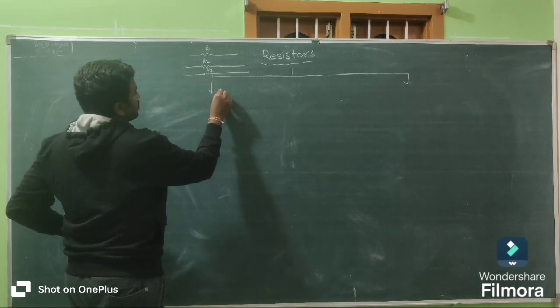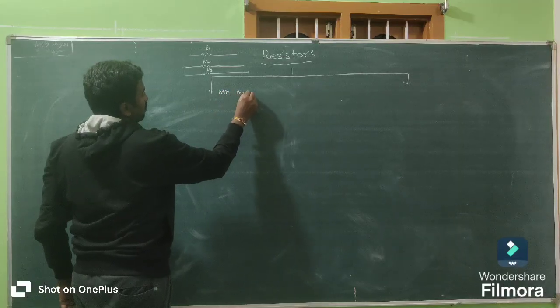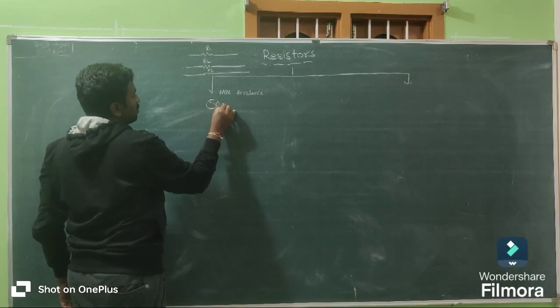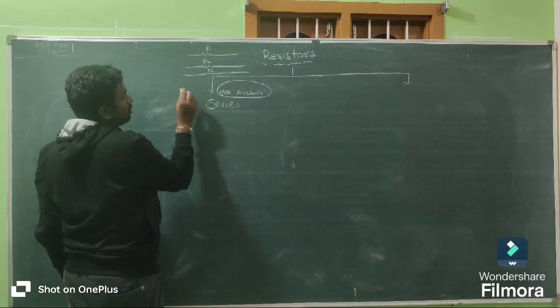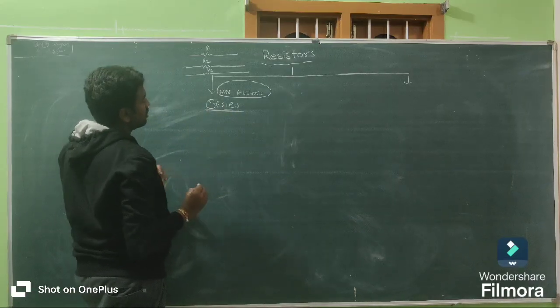If you want to get maximum resistance, we have to connect in series. For getting maximum resistance, we have to connect in series connection. Now we discuss what is series connection.